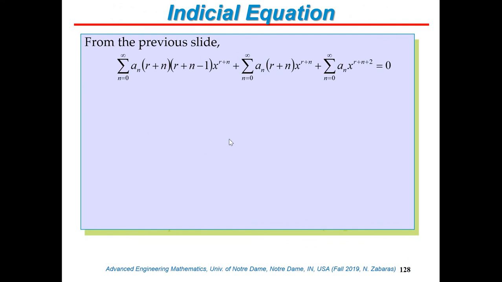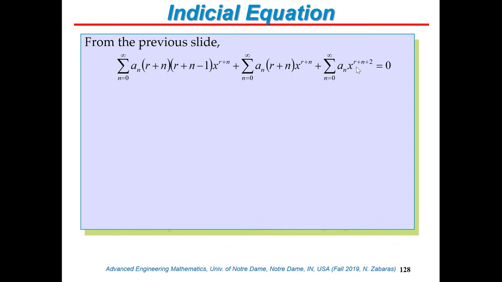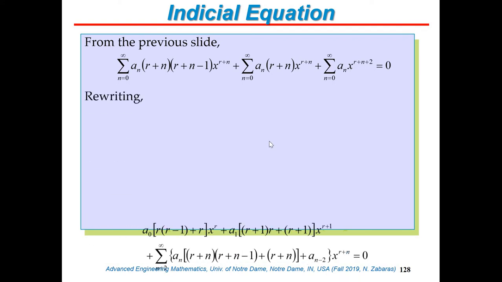So notice that here I have x to r plus n, and here I have x to r plus n plus 2. And I remind you this x to r plus n plus 2 came because there is x squared here. x squared times y will give you x to r plus n plus 2. So somehow we need to change the indices here so that we get something that looks like x to r plus n. All right, so let's see if we can do this.